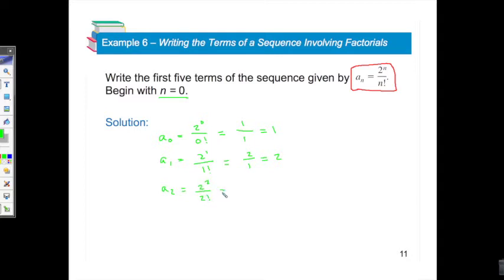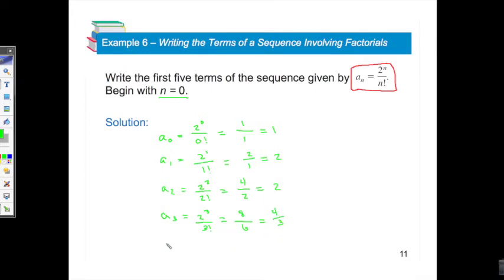And 2 to the second, as we all know, is a 4. And 4 over 2 factorial. 2 factorial is simply 2 times 1, which is 2. And when I divide, I get a 2. My fourth term, a sub 3, will be 2 to the third over 3 factorial. 2 to the third is a nice, beautiful 8. And 3 factorial is 3 times 2 times 1, which is 6. 8 over 6 reduces down to 4 over 3.